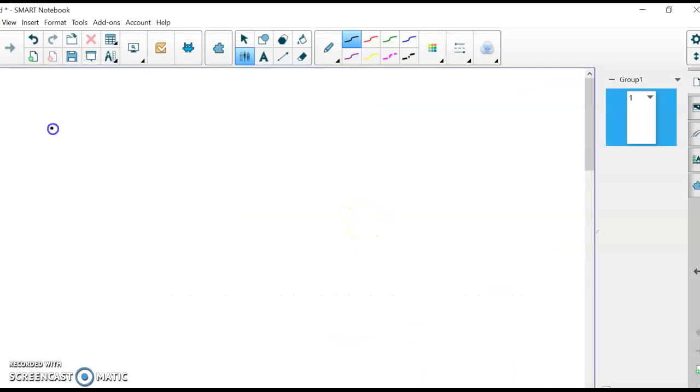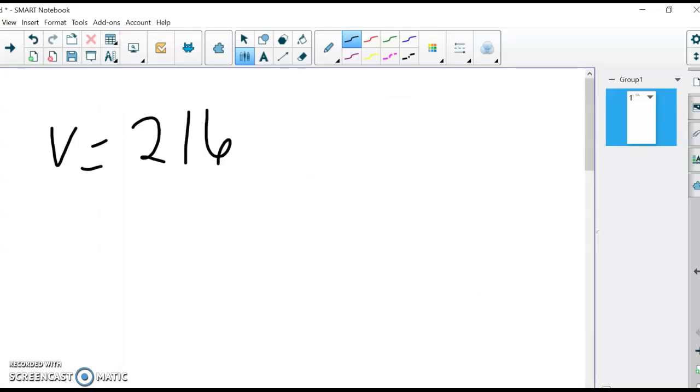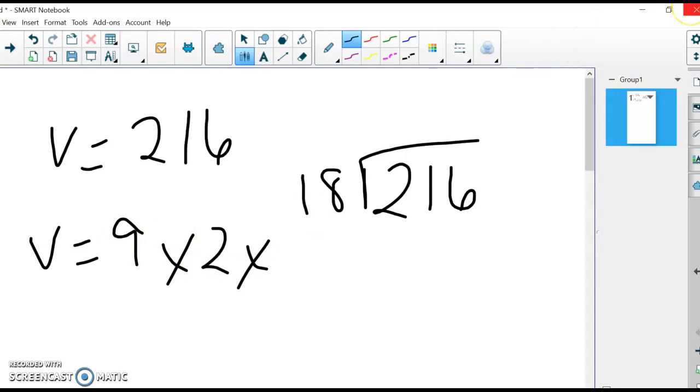So in order to find that, if the volume is 216 and it was 9 by 2, which is 18, we're going to divide that 216 by 18 to see what the missing piece is. We know the volume is 9 times 2 times something, and we want to find that missing piece. So that's how you do that. All right, and you can do the math on that one yourself.